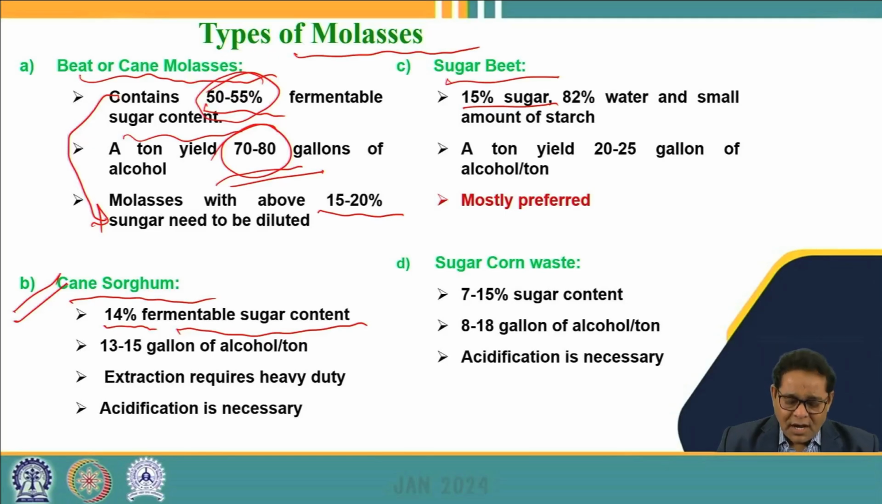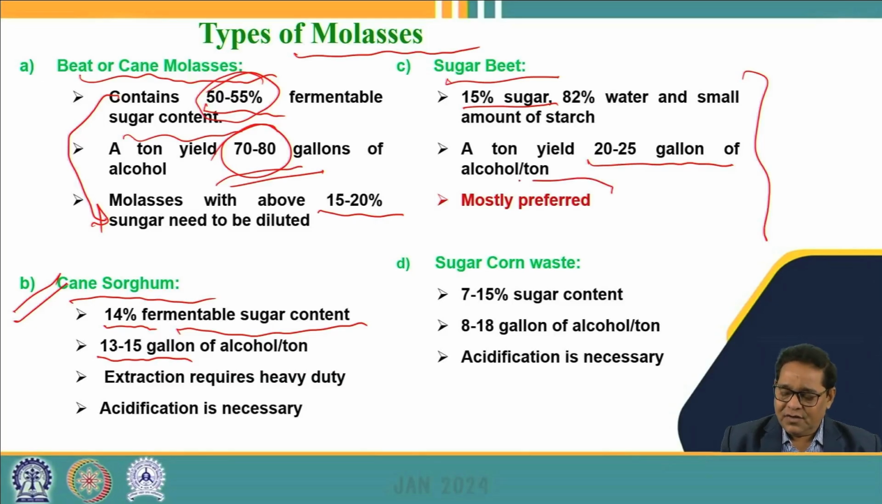and does not need any kind of dilution. But in terms of yield, the cane sorghum molasses has a comparatively lower yield of alcohol, around 13 to 15 gallons of alcohol per ton of molasses, whereas in the case of sugar beet, it is around 20 to 25 gallons per ton of molasses. But because it exactly meets the requirement and has a higher yield, this is mostly preferred in most of the distillery industries in India as a raw material for producing alcohol.